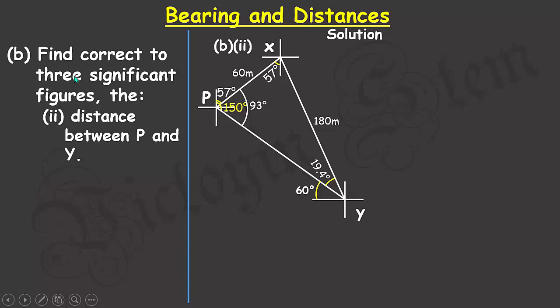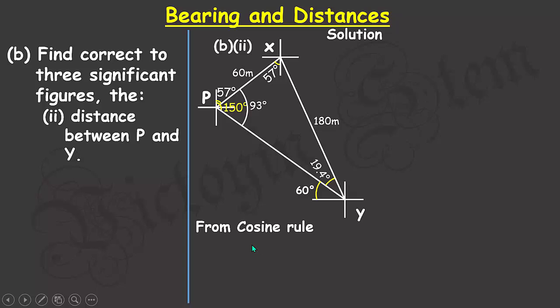Now to the last part of the question, I'm to find, correct to three significant figures, the distance between P and Y. The distance between P and Y is the side facing angle X, so I need to use the cosine rule. You can use the cosine rule when you have two sides and an included angle, that is, these two sides subtending that angle, or if you have all the sides given.